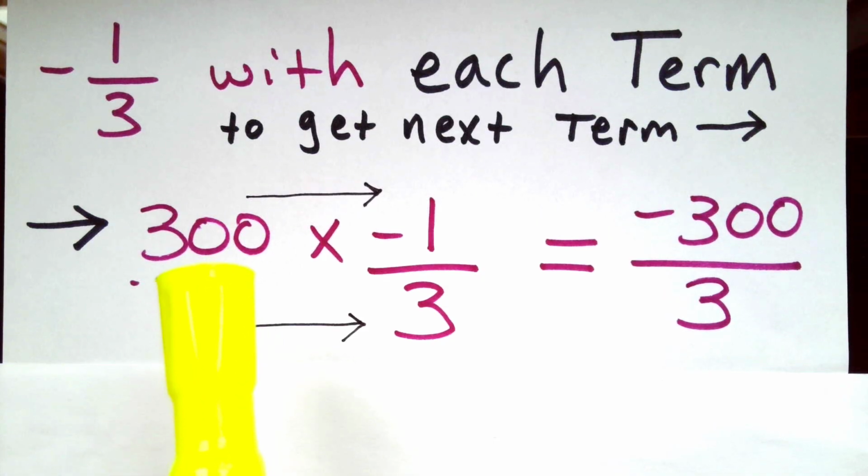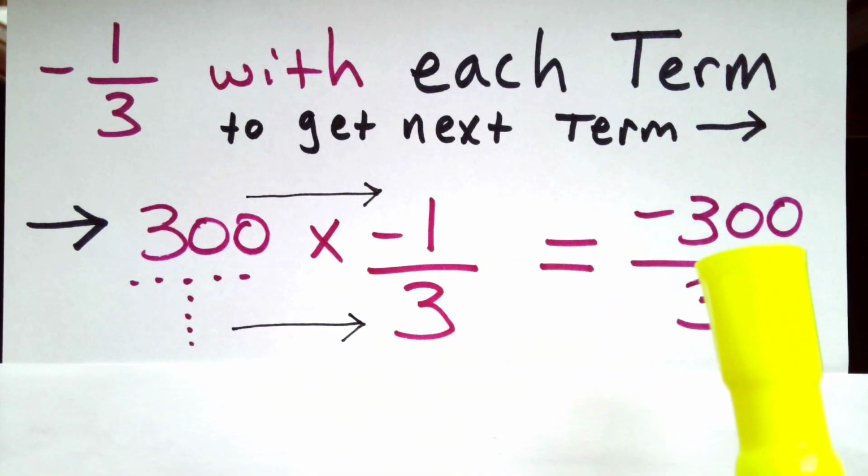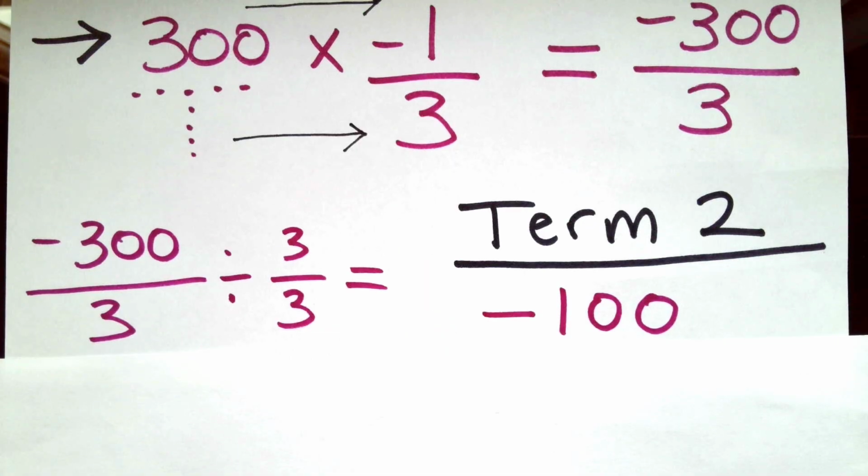When you multiply fractions, 300 times negative 1/3, you multiply top to top and bottom to bottom. So invisible 1 times 3 is 3. Negative 1 times 300 is a negative 300. Okay, so I just brought my work down here. Negative 300/3. Now I want to reduce or simplify this fraction to its smallest form, which means I will divide top and bottom by a number that will divide evenly without a remainder.